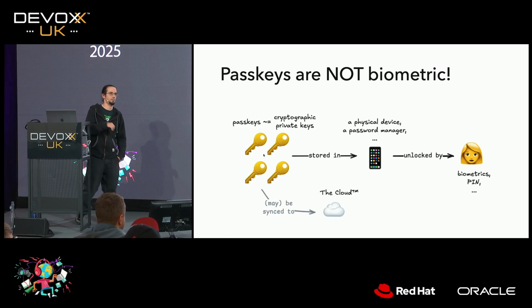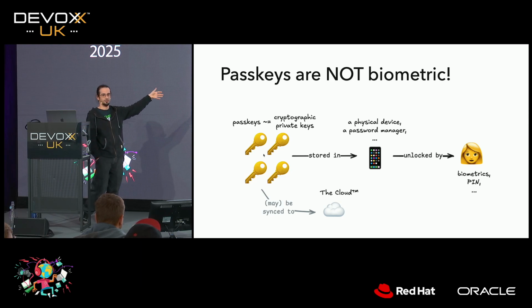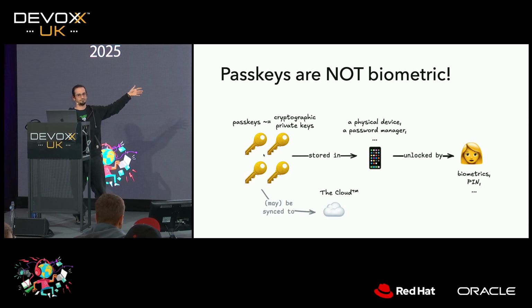Sometimes these keys are synced to the cloud. So if I use a password manager, of course, my password manager syncs the private key across my different devices that use the password manager. If I use the iCloud keychain, it syncs the passkeys across devices. But GitHub doesn't have to know about this, doesn't have to care about this detail.